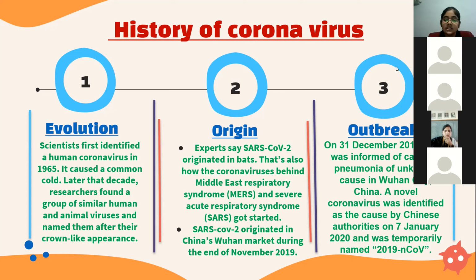SARS-CoV-2 originated in China's Wuhan market during the end of November 2019. The third part comes to the outbreak. On 31st of December 2019, WHO was informed about the cases of pneumonia of an unknown disease in the Wuhan city of China. A novel coronavirus was identified in the case by Chinese authorities on 7th of January 2020 and was temporarily named 2019-nCoV, which was later changed to COVID-19.